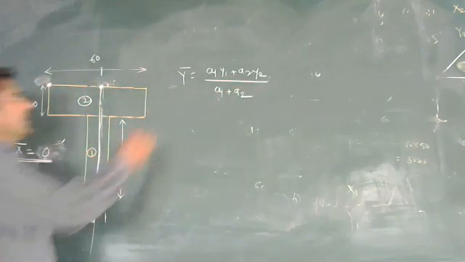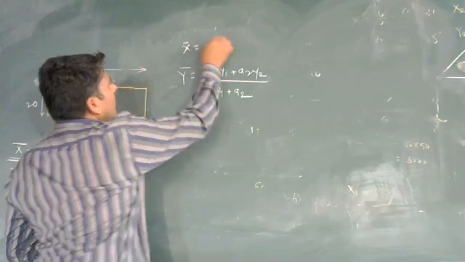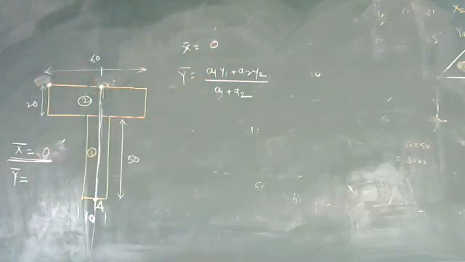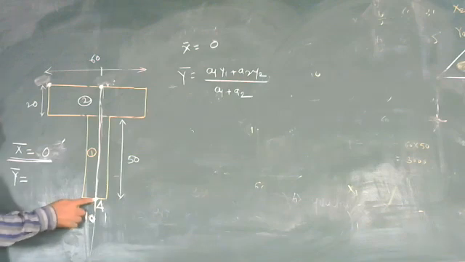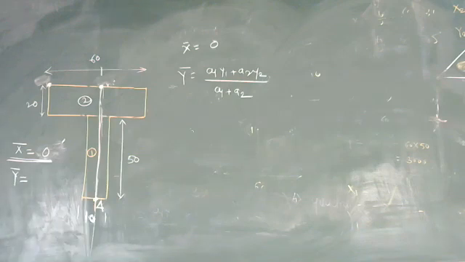I know that the value of x bar here is 0. Because if I want to measure from here also, x bar will remain 0. I am measuring from this side. Sometimes we ask what your distance is, so obviously it will be 0. X bar is equal to 0.